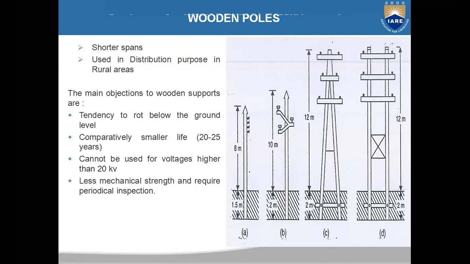So it will have a smaller life, and it cannot be used for higher voltages, which is more than 20 kilovolts. Also it will have less mechanical strength, and it requires periodical inspection. So nowadays these wooden poles are generally not used. In olden days we were using these wooden poles. Okay, these wooden poles will be used up to only 20 kV, and they will have less life, and they will be used for shorter spans, for distribution purposes in rural areas.